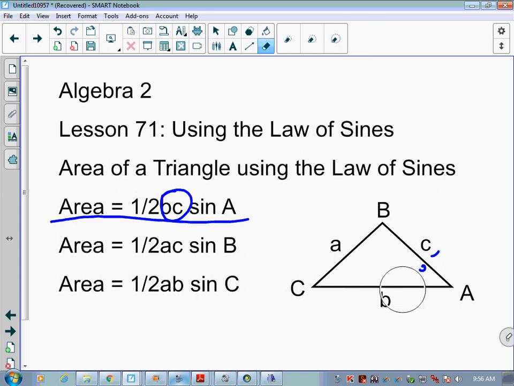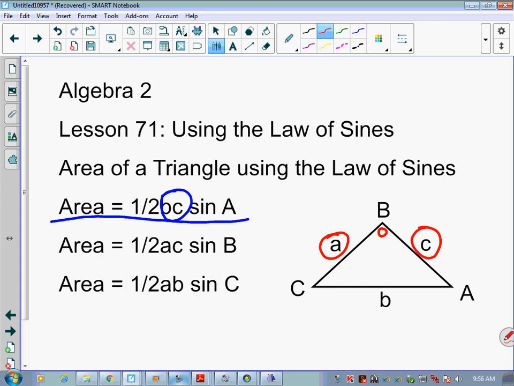But we could also do this where I have the length of A and the length of C, and I know this angle here. So what you should notice is that if I know 2 sides and the included angle of those 2 sides, then I can find the area of that triangle. The same thing down here: if I know A and B and I have angle C, I can find the area of that triangle. This is the area of a triangle using the law of sines, and it helps me find area. Does this make sense? You have a chart of this in your book.